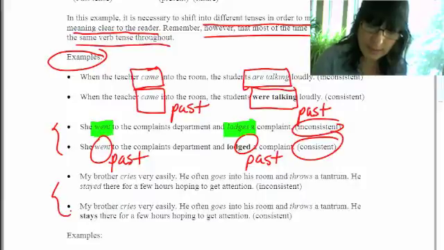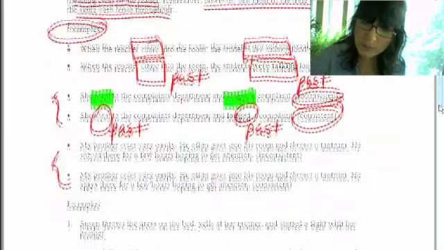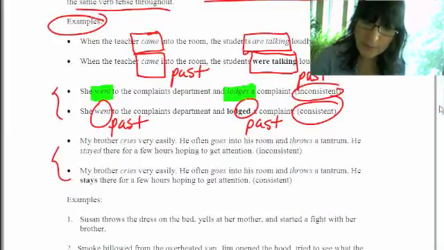Let's look at these next sentences. My brother cries very easily. He often goes into his room and throws a tantrum. He stayed there for a few hours hoping to get attention. Why is this inconsistent?